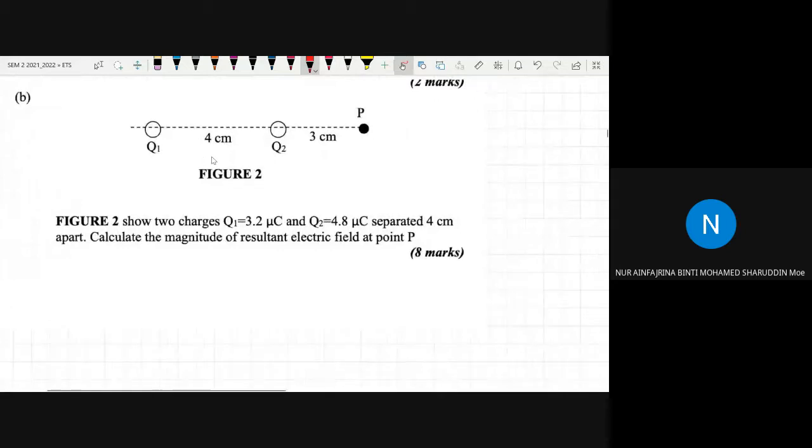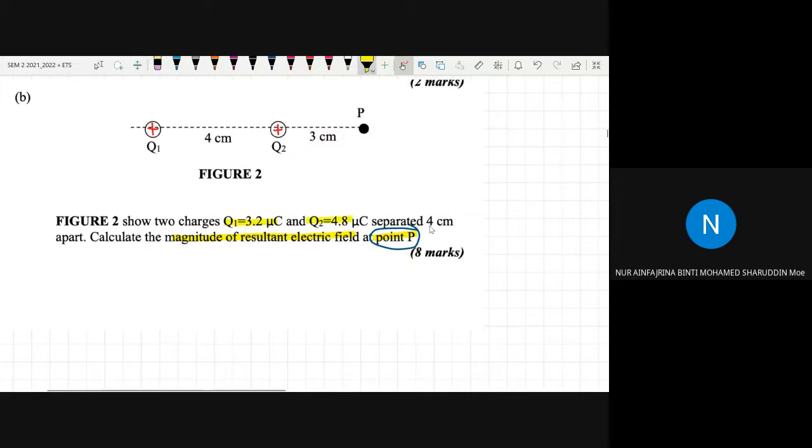Okay, now figure 2 shows two charge lagi. Q1 is 3.2 microcoulomb. So this is positive charge dan juga Q2 4.8 microcoulomb. Positive charge. Separated by 4 cm apart. Calculate the magnitude of resultant electric field. So you still need to calculate the magnitude of resultant electric field at point P.